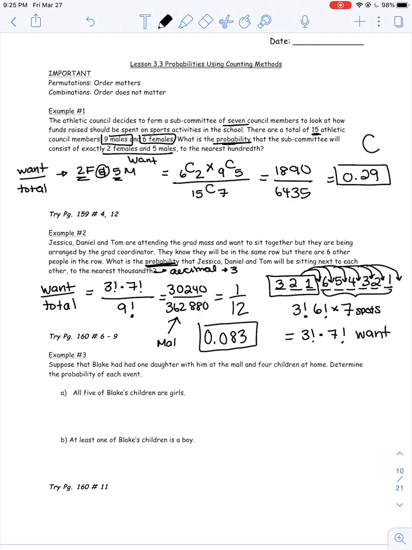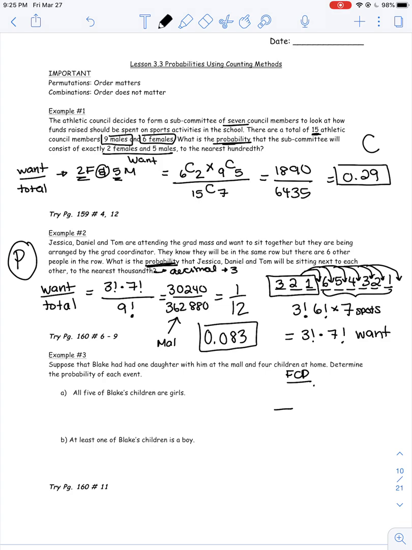Example number 3, suppose that Blake had 1 daughter with him at the mall and 4 children at home. Okay, so with him at the mall, there is 1 daughter. Previously I just wanted to explain that in example number 2, this is a permutation question because they're being placed in seats and order matters here. This next one, order does not matter. This is more of a fundamental counting principle where we just have to use spots.